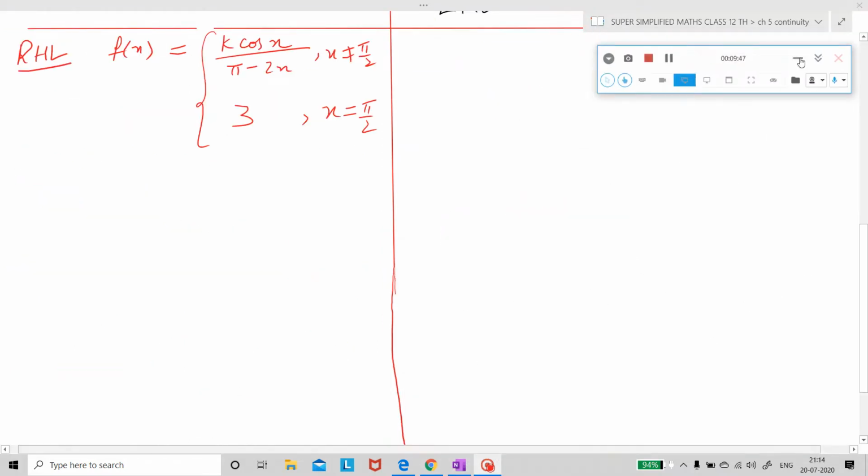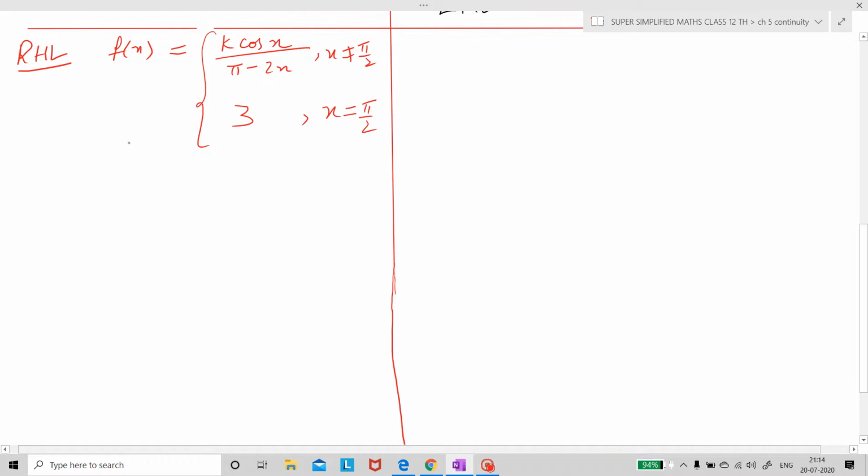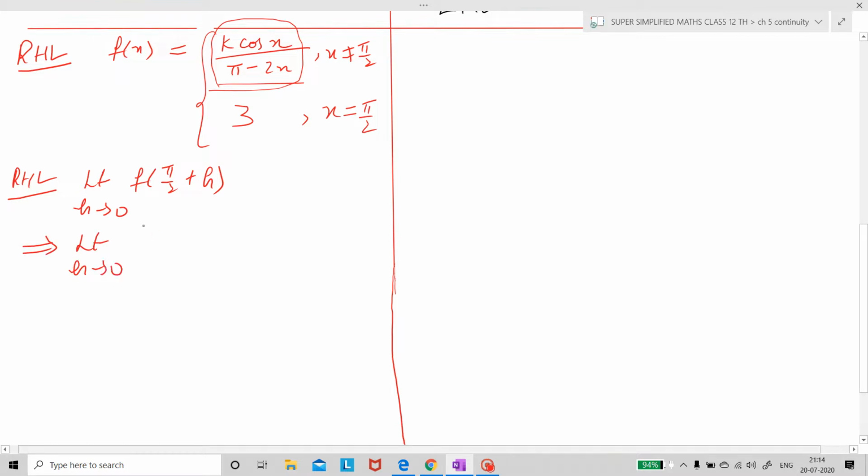Now we have to calculate the right hand limit. For right hand limit, again the function will remain the same. So right hand limit is limit h tends to 0 f of a plus h, where a is pi by 2. Since we already know this is the function for right hand limit, in this function we shall replace x by pi by 2 plus h, which gives us limit h tends to 0 k cos of pi by 2 plus h divided by pi minus 2 into pi by 2 plus h.